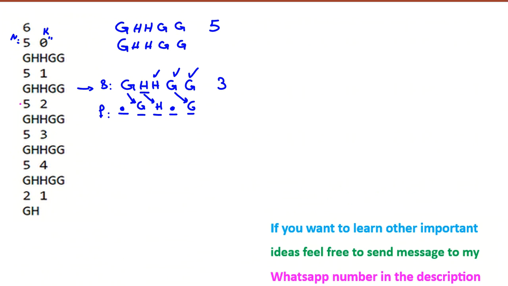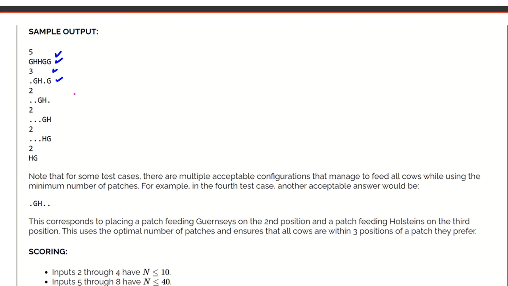This one, N is 5, K is 2. And the input is GHHGG. 1, 2, 3, 4, 5. For this G, because K is 2, we know if we place G here, it covers this one. So this G covers this one, all to this part because K is 2. For this H, we place here by the algorithm that we want, and then it covers all of them. So the answer is 2 and GH point. GH point. Okay.